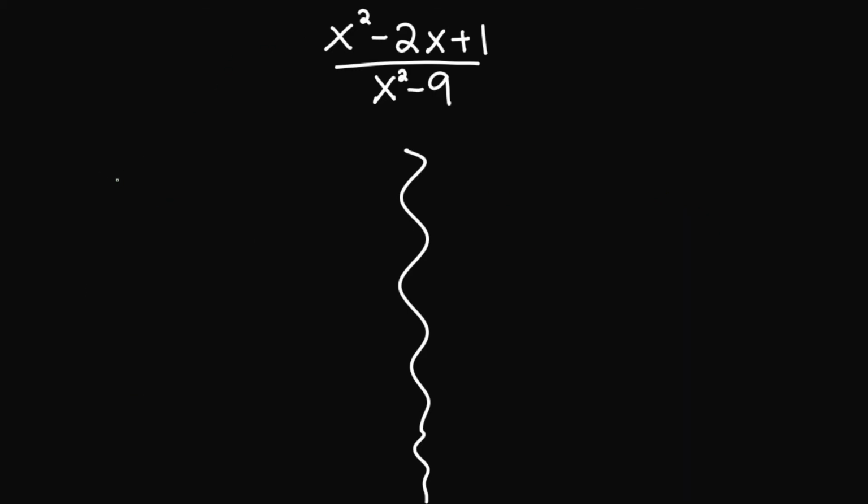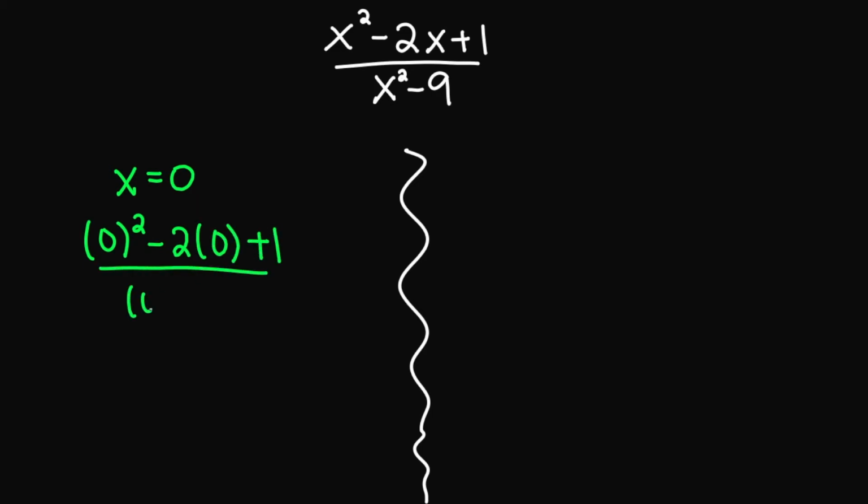What if I said x equals 0? Wherever there's an x, I'm going to add a 0. So we have 0 squared minus 2 times 0 plus 1. And then my denominator, we have 0 squared minus 9. So 0 squared here, that's going to be 0, minus 2 times 0 is going to equal 0. And then plus 1, which is from here. And then my denominator, we have 0 squared, which is 0, minus 9.